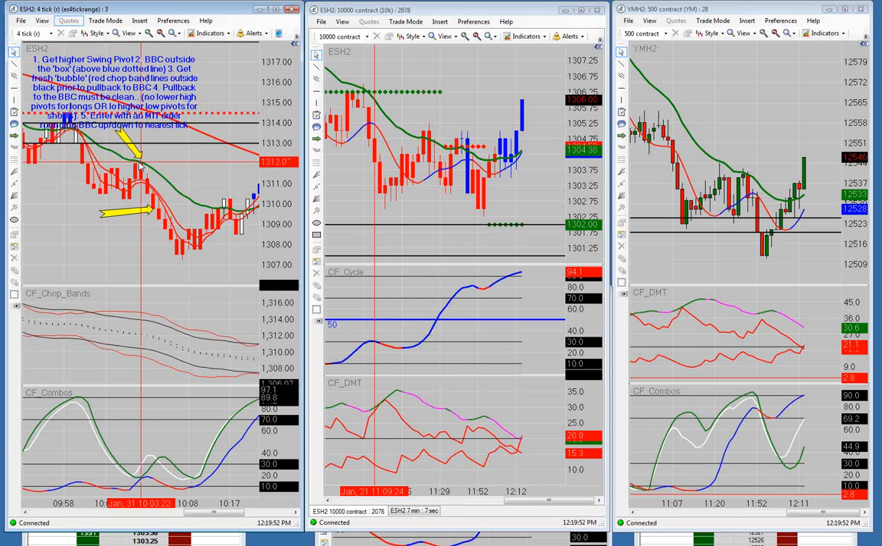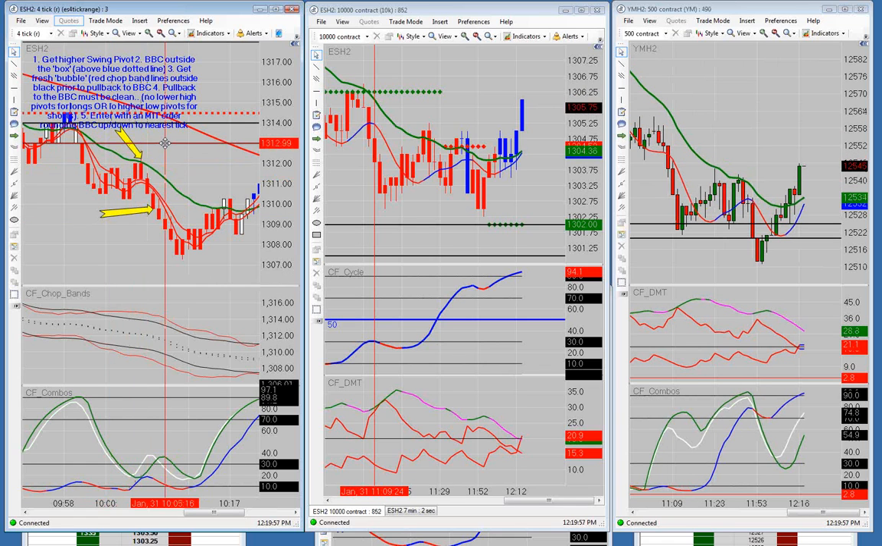Now in this particular case, price came up. It triggered me in. I think my order was at 13.12, and it triggered me in at 13.11.75. We were waiting for price to drop down. My order might have gotten me in at 13.12 even. I think it might have.